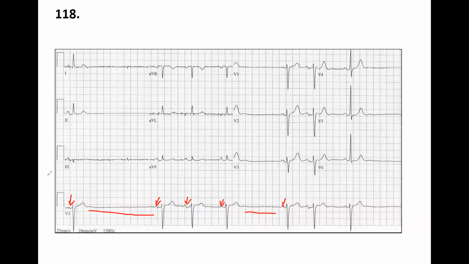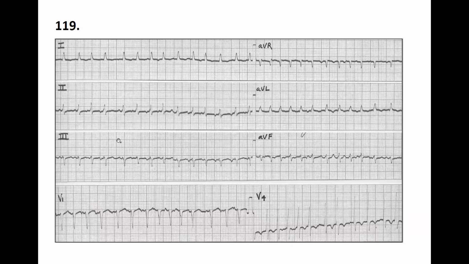So we see all P waves. Okay. And the axis is positive. Positive is a normal range. Lead number 3 is about equiphasic, so that means it's around 30 degrees. Good. Thank you. You're welcome, and you can go. Bye. 119. Anybody has 119?